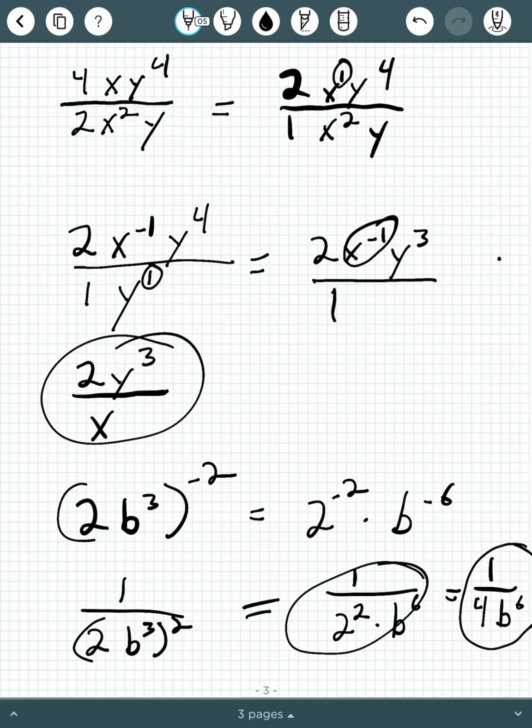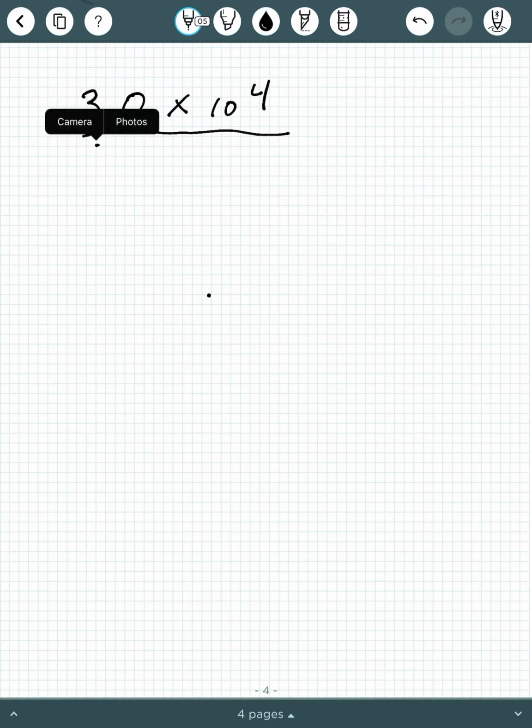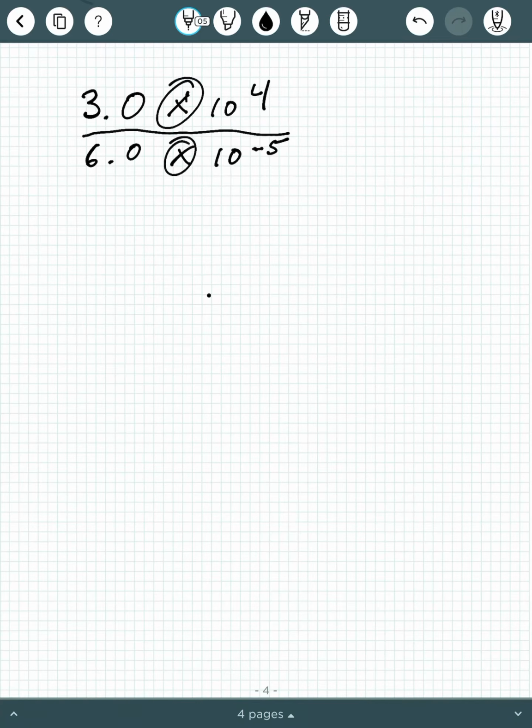The last thing that we've seen with exponents is just working with scientific notation a little bit. So if we have something like 3.0 times 10 to the fourth all over 6.0 times 10 to the negative fifth, we can simplify that problem as well. Remember that x that's written here, that's actually multiplication for my scientific notation. But we can do division on 3 and 6, and we could write that as 0.5 on the top.